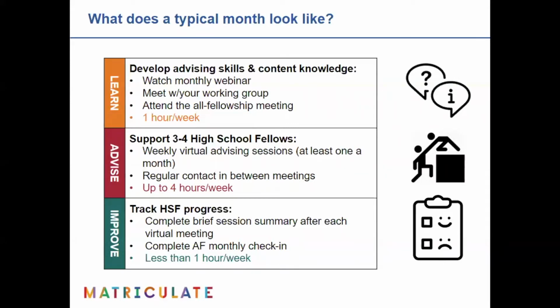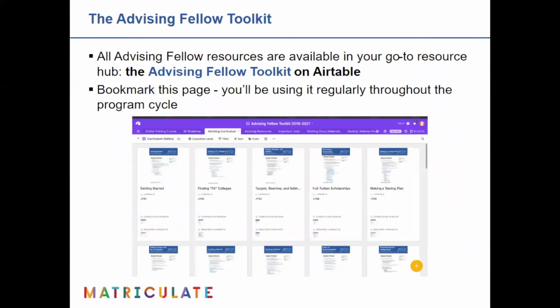Session summaries are brief updates on your HSF's progress that you complete after each virtual advising session. And AF check-ins are a monthly moment to provide feedback on your experience as well as student updates. In total, you should expect to spend no more than 4 to 6 hours per week on all of the activities listed here. As you manage your advising fellow responsibilities, we provide a wealth of resources, tools, and support along the way. And for the duration of this session, we'll walk through several of these.